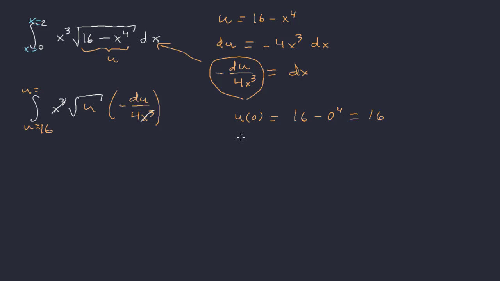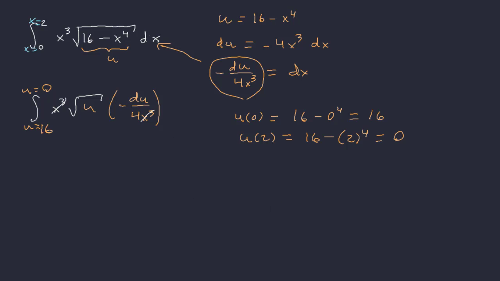while the upper limit, well, we'll plug in the 2. So it'll be u of 2. It's going to be 16 minus 2 to the 4th. Well, 2 to the 4th is 16. So 16 minus 16, which is 0. So we get 0 as our upper limit.